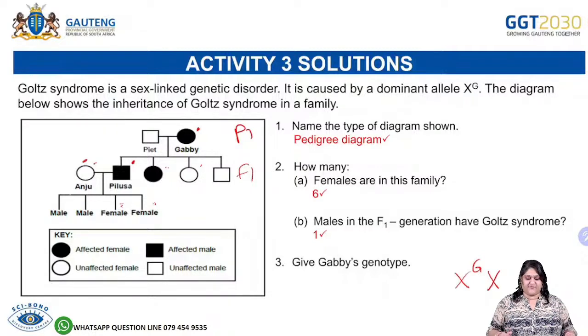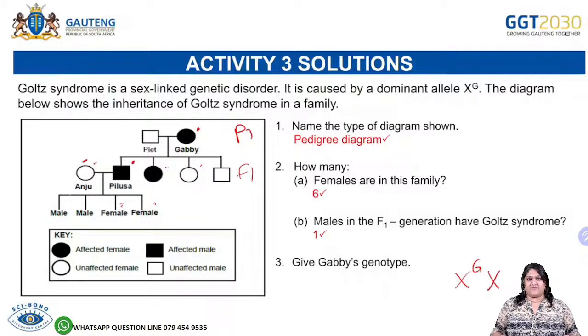So let's look at the offspring. Pete and Gabby had 4 children, 2 males and 2 females. One of the males has Galt syndrome. One of the males does not. One of the females has Galt syndrome and the other female does not have Galt syndrome.